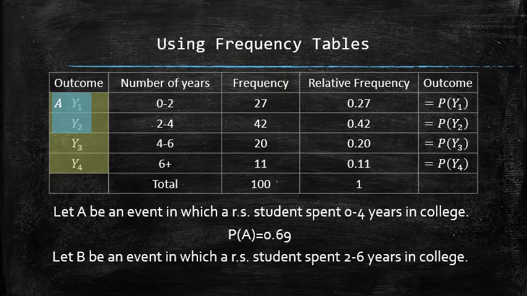Let B be an event in which a randomly selected student spent between 2 and 6 years in college. As the Venn diagram suggests, the event B is made of the 2 outcomes, Y2 and Y3, so its probability is 0.42 plus 0.20, which is 0.62.